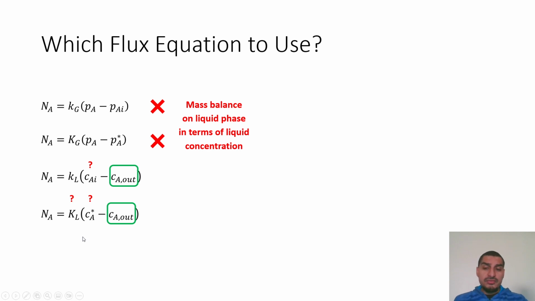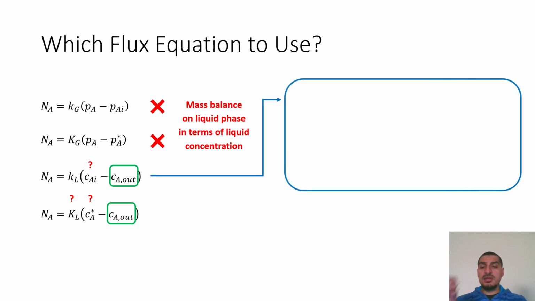So if we check this, we will see that getting C interface is not easy. We have done this many times before in the discussion and in the two problems that we solved. So the interfacial concentration can be obtained by solving the mass balance equation with the equilibrium relation.